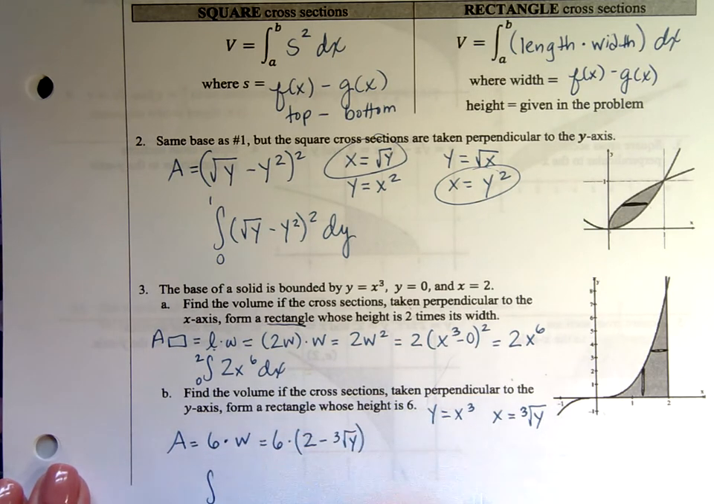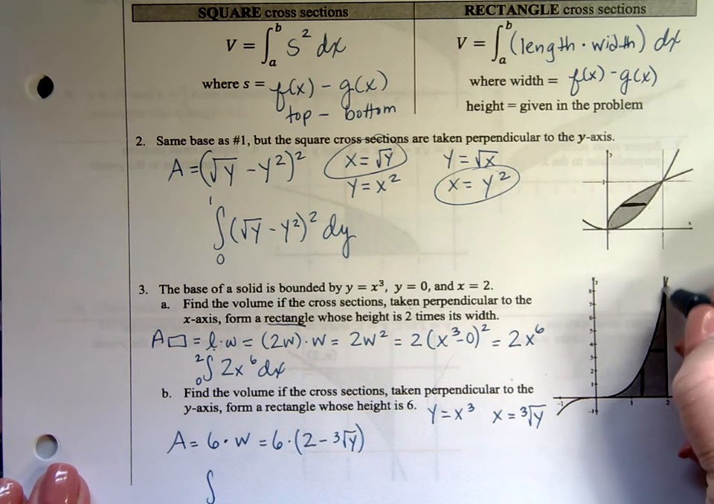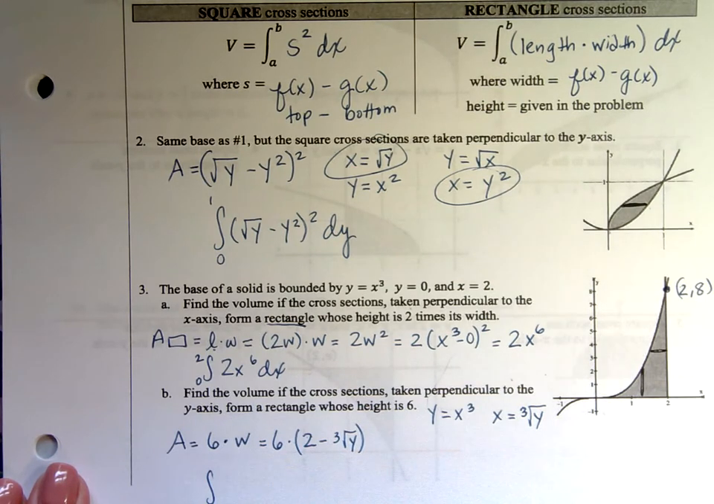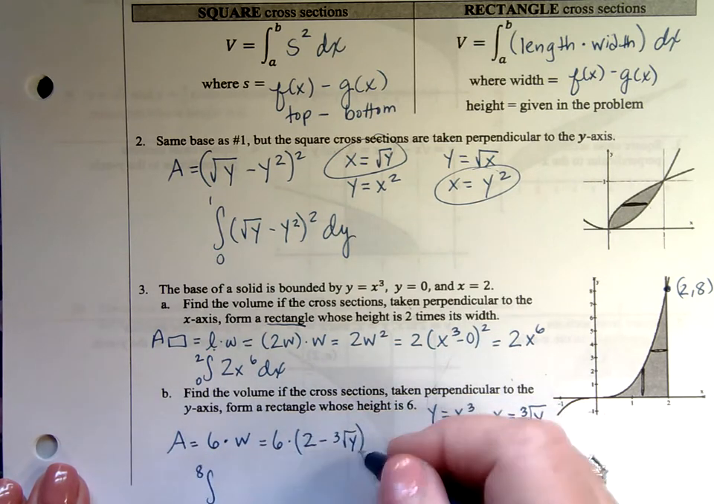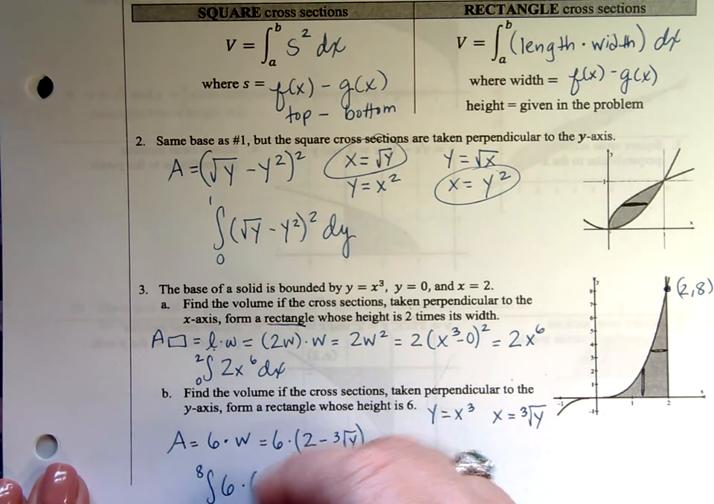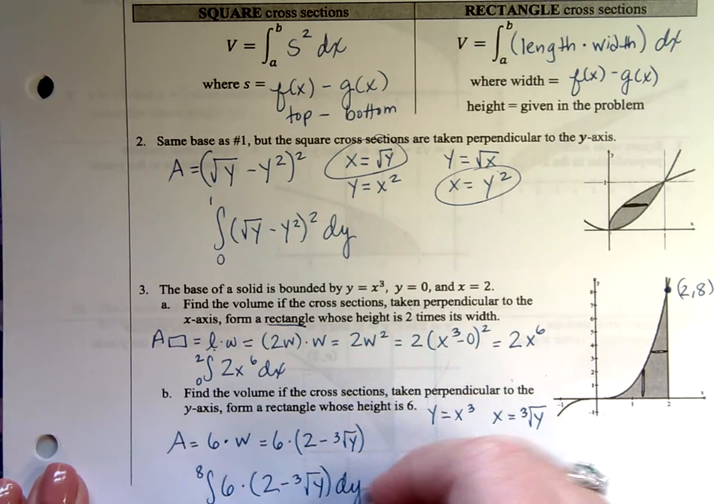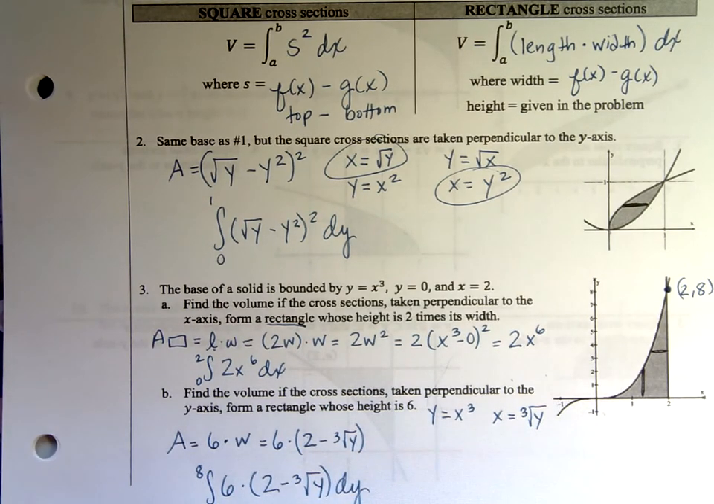All right, let's put that into the volume formula, my integral. Integral, now I'm using y values. This coordinate up here is 2, 8, and so the y coordinate is 8. It goes from 0 to 8 of my area, 6 times 2 minus the cube root of y with respect to y. And then you go to your handy dandy calculator and figure that out. All right, so it's all about the area. Find the area first and then plug it into your integral, and it makes it way easier.